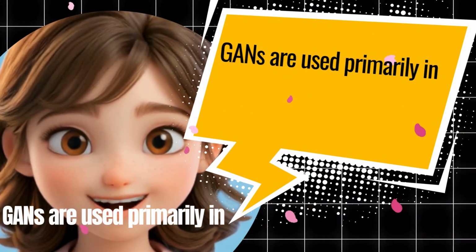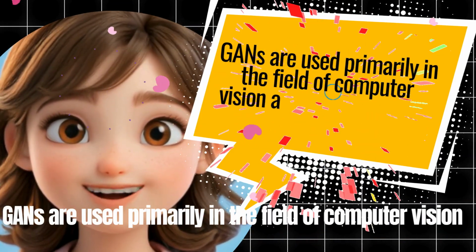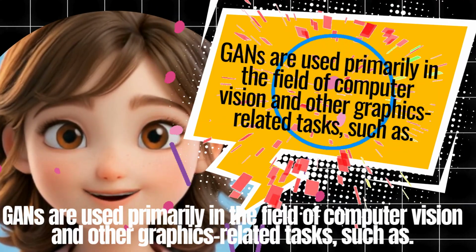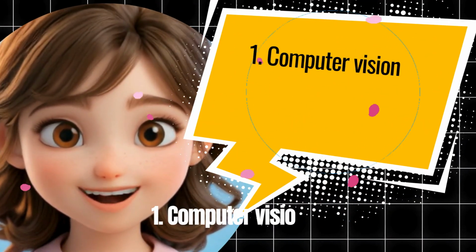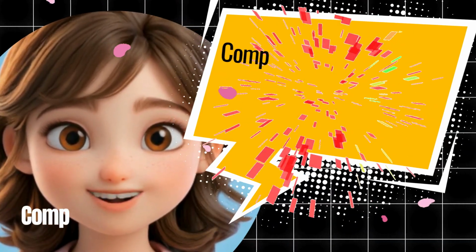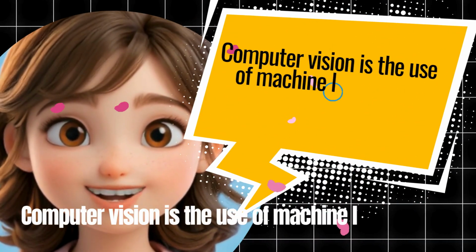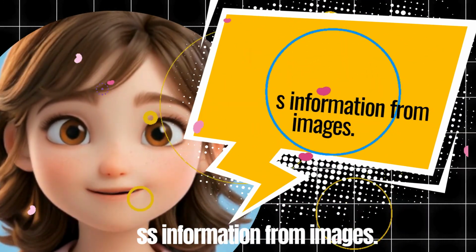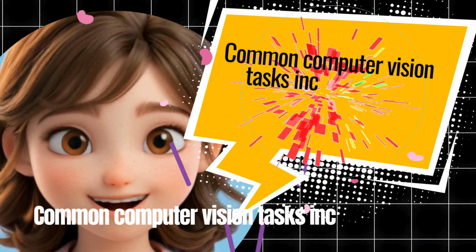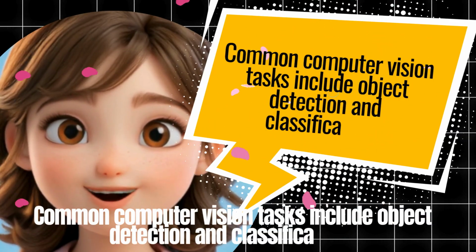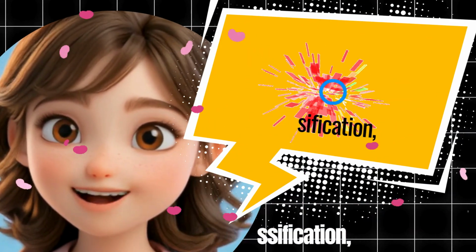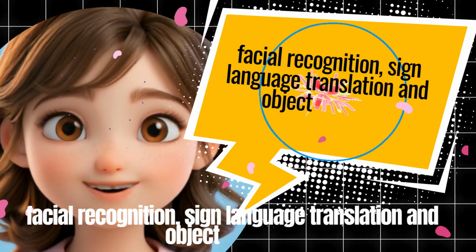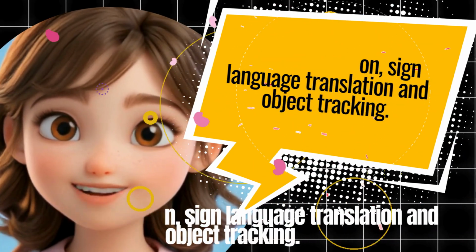GANs are used primarily in the field of computer vision and other graphics-related tasks, such as 1. Computer vision. Computer vision is the use of machine learning to process information from images. Common computer vision tasks include object detection and classification, facial recognition, sign language translation, and object tracking.